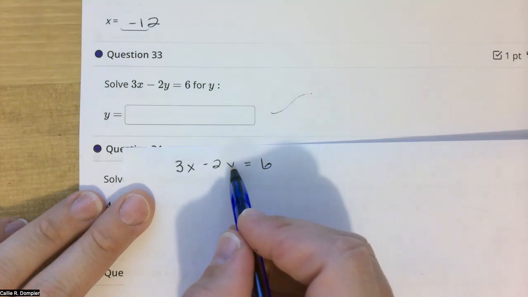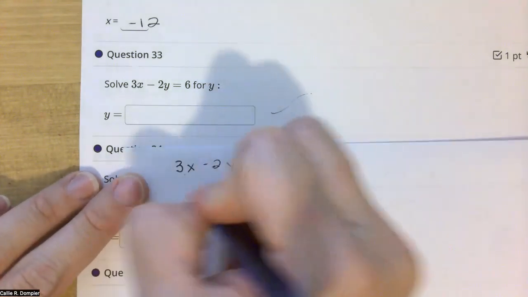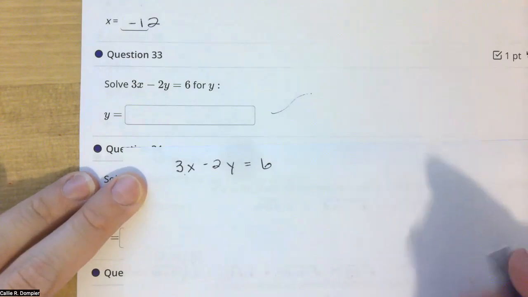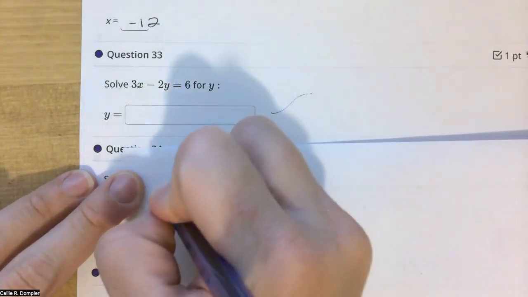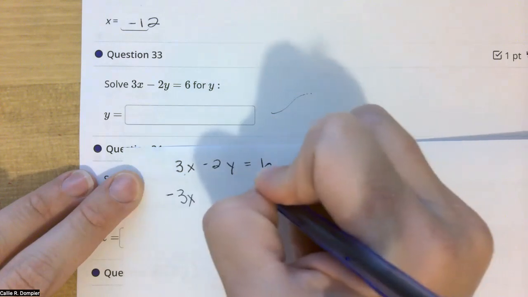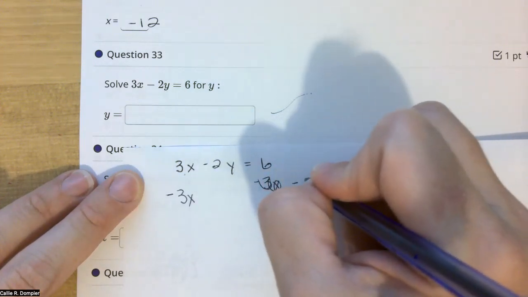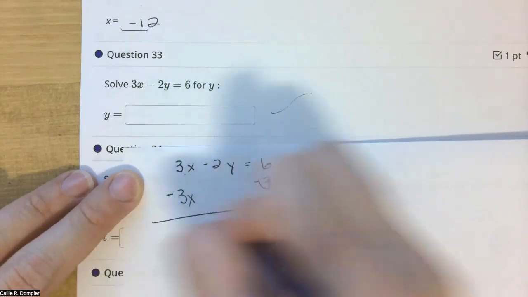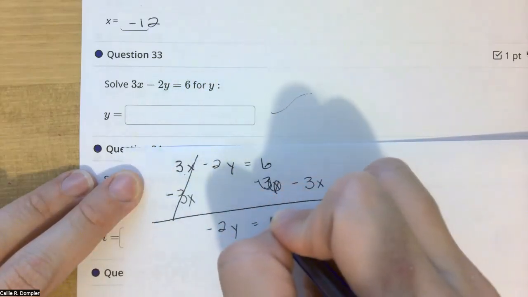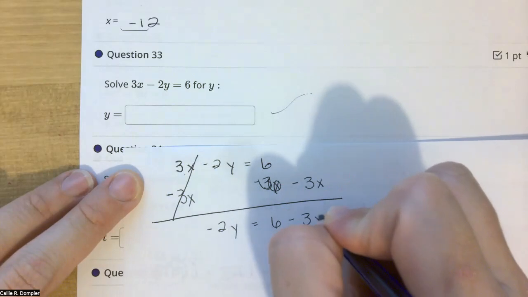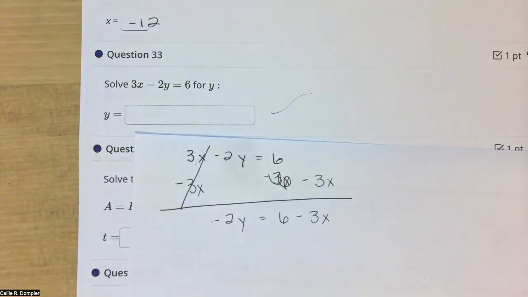We want y alone. Right now, y is being multiplied by -2 and added to 3x. I'm going to undo both of those things. I always undo addition and subtraction first. So adding 3x means I'm going to subtract 3x. Anything I do to the left, I should do to the right. Should not have put it under the 6 because those aren't like terms. Those cancel and I get -2y equals 6 minus 3x. You can also call it -2y equals -3x plus 6.